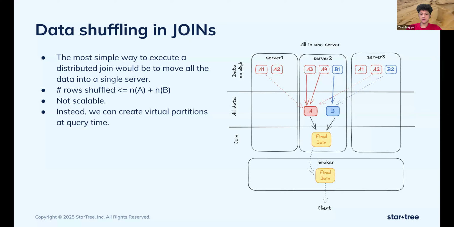While this works, this is not scalable because we are going to be creating a huge bottleneck in the single server that is going to be collecting all the rows across multiple tables that need to be joined. So what we actually do instead is create virtual partitions at query time. Let's see what that looks like.